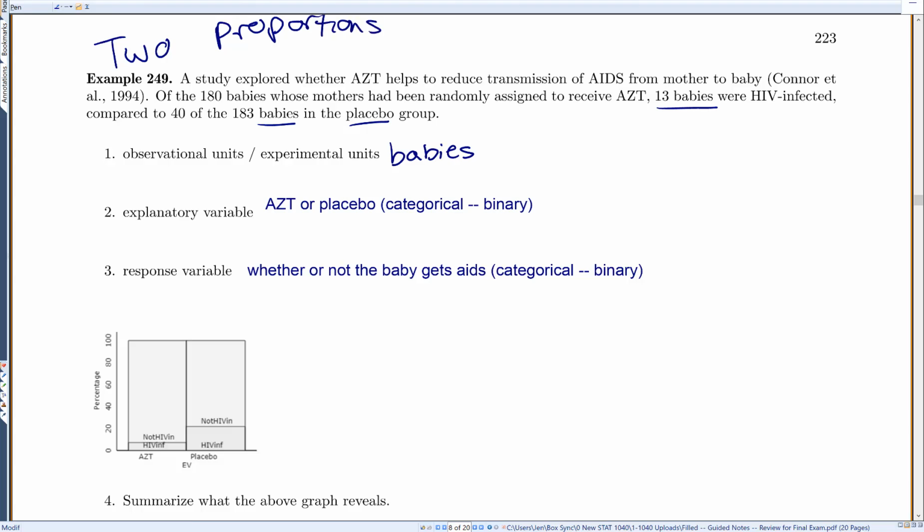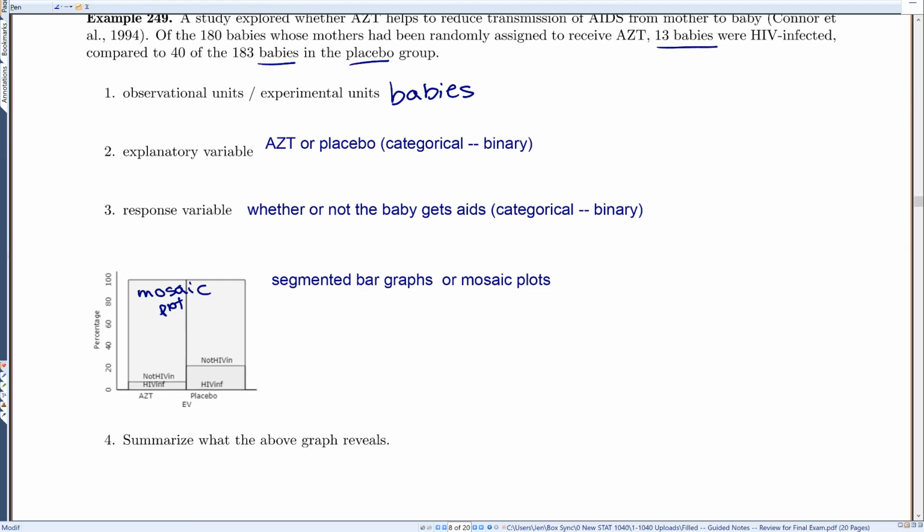And if you're looking at two proportions, then you need to use segmented bar graphs or mosaic plots. Okay. This one, you can see where they're kind of fat. This is a mosaic plot where the width is proportional to the sample sizes. And so looking at this, I can see the AZT group had a lot less HIV cases and the placebo group had a lot more HIV cases.